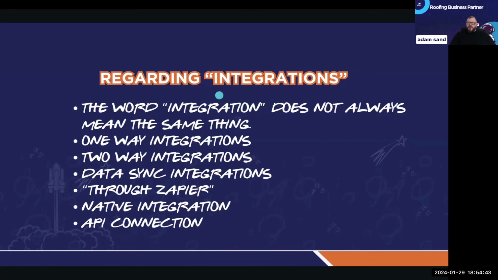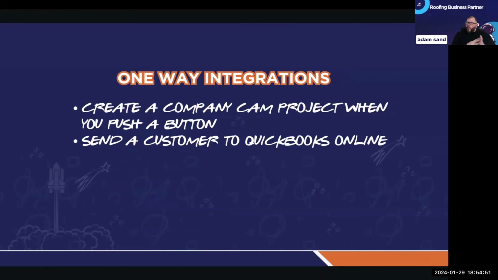But integration does not always mean the same thing because you have one-way integrations, two-way integrations, data sync integrations. So we're going to kind of talk about these. A one-way integration means they send the data one way. So for example, when I push this button in this software, it creates a CompanyCam project. Or when I push this button, I send this customer information to QuickBooks Online. And then there's no way for anything to come back. It's just one way. We push information in one direction to another.